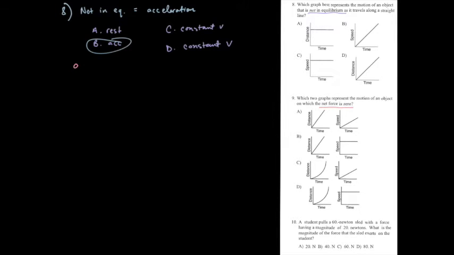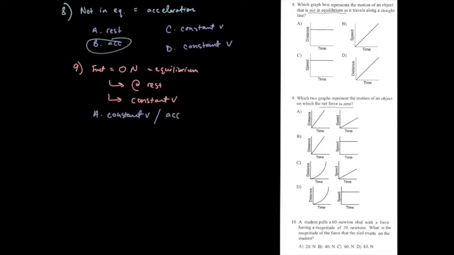Alright. So choice B is our answer. Now number 9. Here we're looking once again at motion graphs, looking where the net force is 0. If we have a net force of 0, that means we are in equilibrium. And so we have two scenarios for equilibrium, at rest or constant velocity. So which graphs show either constant velocity or rest?